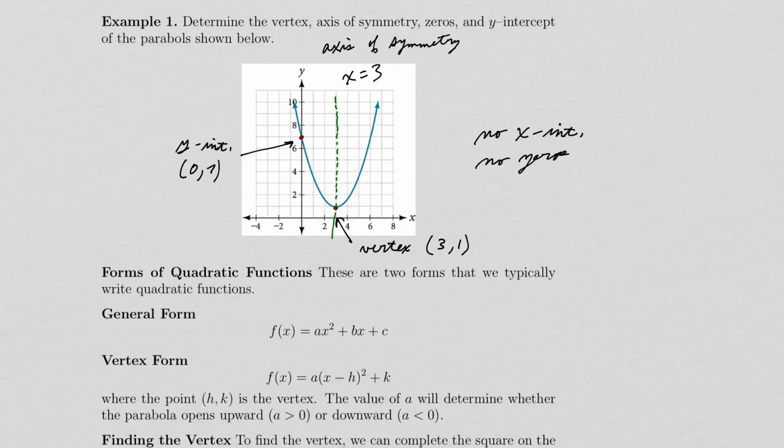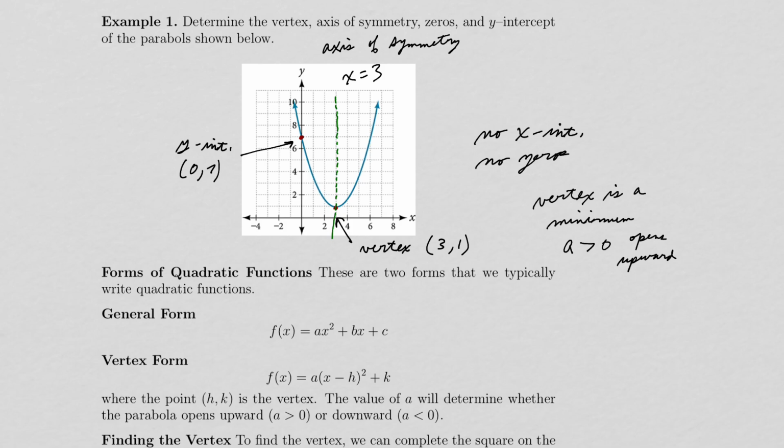So x equals h, or x equals 3. And because it opens upward, the vertex is a minimum in this case. Basically, when we see the quadratic equation, the a will tell us the direction of how it opens. If the a is greater than 0, it opens upward. So in this case, we're going to see later that this parabola must have had a quadratic equation where the a was positive, right, greater than 0.